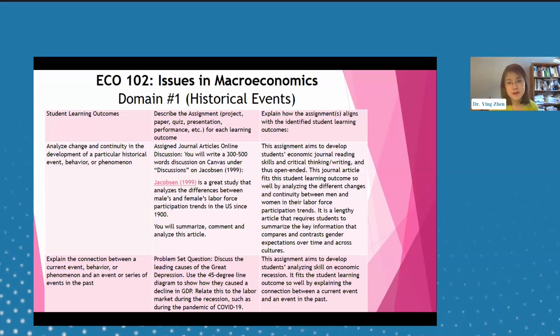This is a question directly from the textbook, but I'd like them to expand this to the COVID-19 pandemic, basically to apply the same model and to explain why depression happened during the pandemic, and what the leading reasons are. Yeah, so this assignment aims to develop their analytical skill on economic recession, and also it encourages them to relate past events to current events, especially by using the same model. So I think this assignment could satisfy the other student learning outcome.